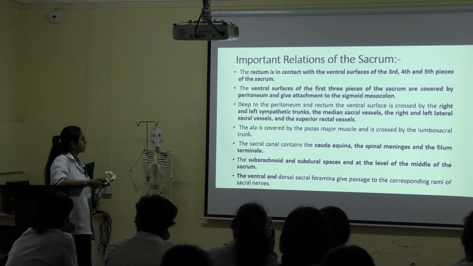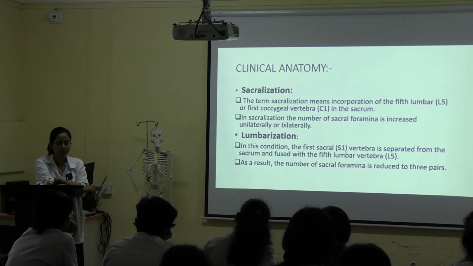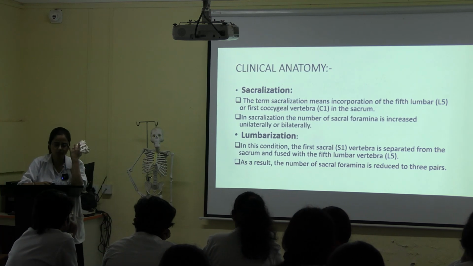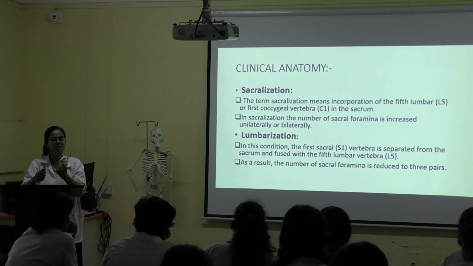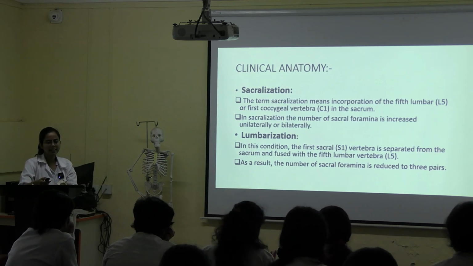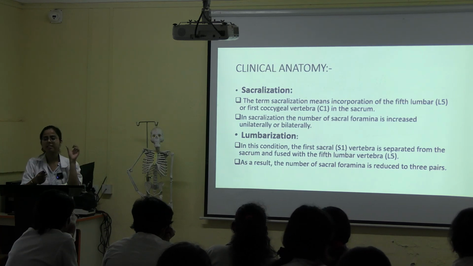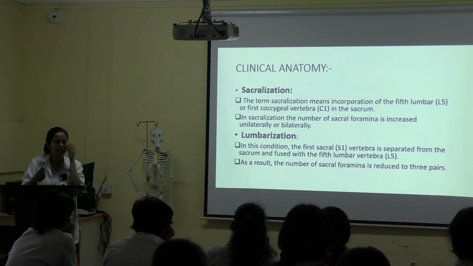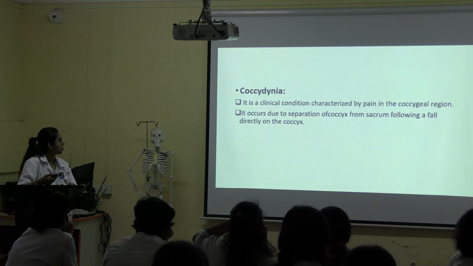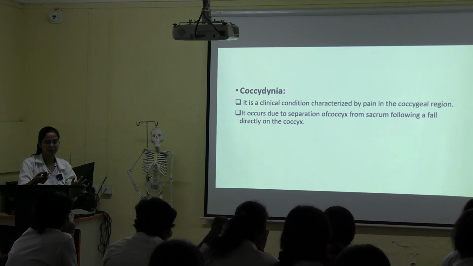Now sacralization and lumbarization have already been taught to you. Sacralization means the fifth lumbar vertebra, or sometimes the first coccygeal vertebra, may combine with the sacral vertebrae. This is known as sacralization, so the sacral vertebral foramen will increase. What is lumbarization? The first sacral vertebra can detach and combine with the lumbar, so in that case the sacral vertebral foramen will decrease. And what is coccydynia? It is basically due to trauma, where the coccyx separates from the sacrum.